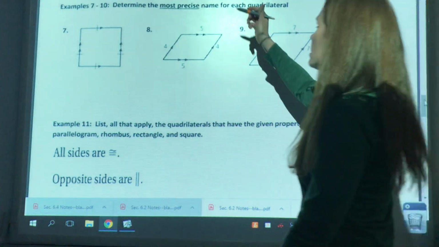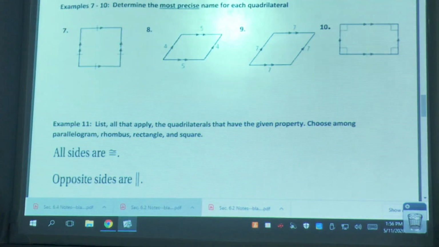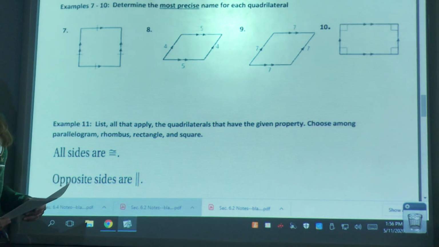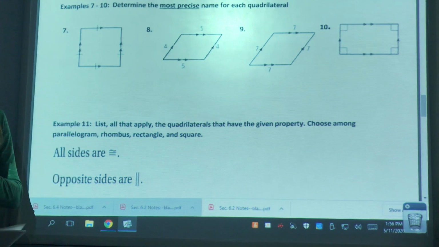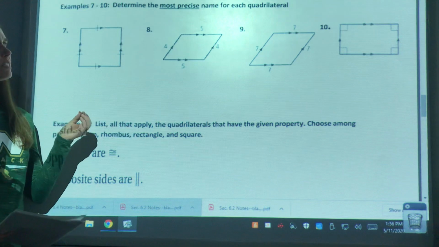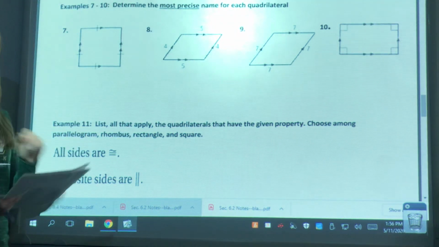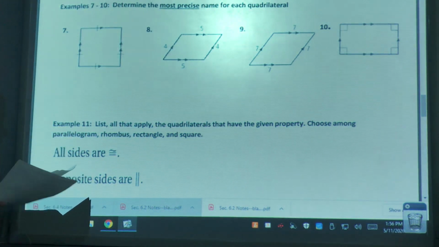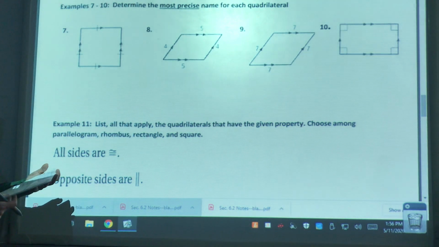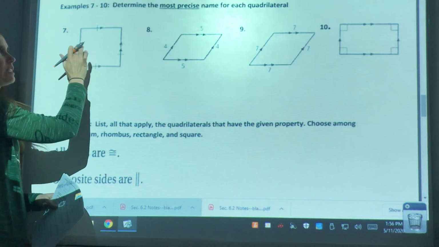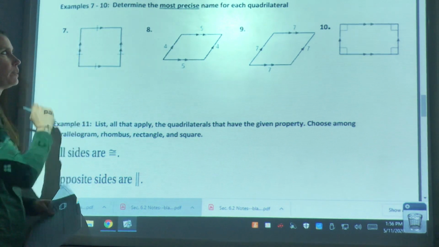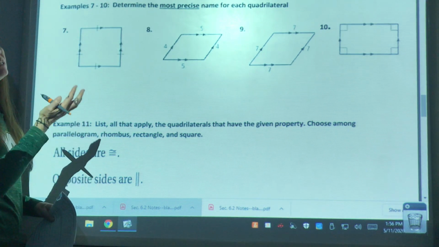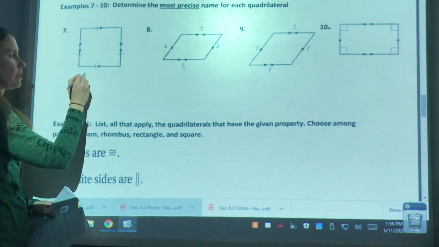Okay, on 7 through 10, this is asking us to determine the most precise name for each quadrilateral. Sometimes they're going to ask you to name all that apply, and you're just trying to think through which ones apply. This time, though, they're just saying what's the most precise name, which is just one answer. So in this particular case, if I can see the opposite sides are parallel, I know it's a parallelogram. But if I see all 4 sides are congruent, then more specifically than that, I know it must be a rhombus.